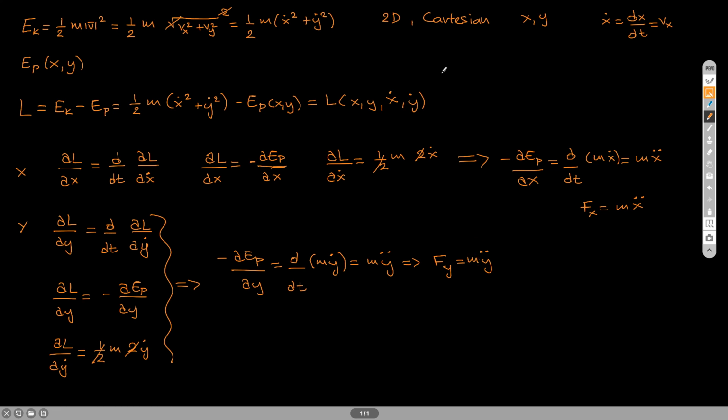So if you use Cartesian coordinates in 2 dimensions, and assuming that your kinetic energy is given by this expression and your potential energy just depends on x and y, you get the familiar equations for Newton's second law.